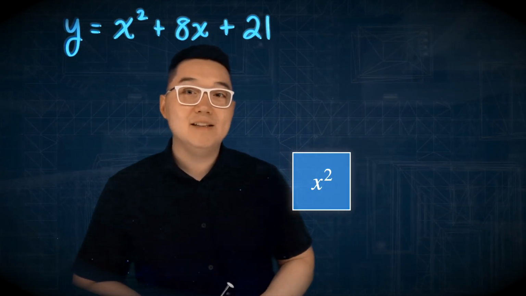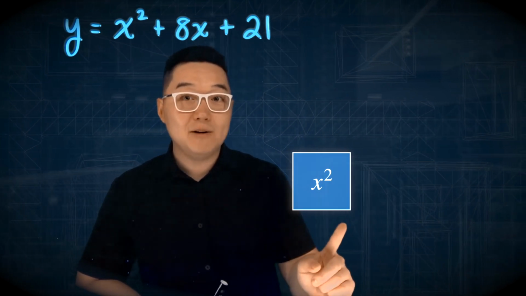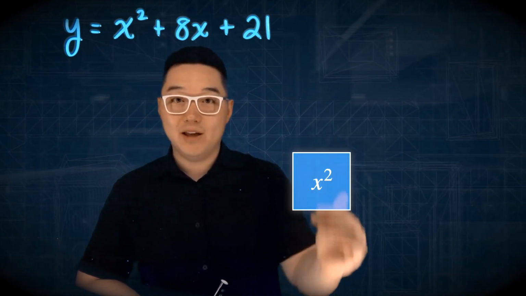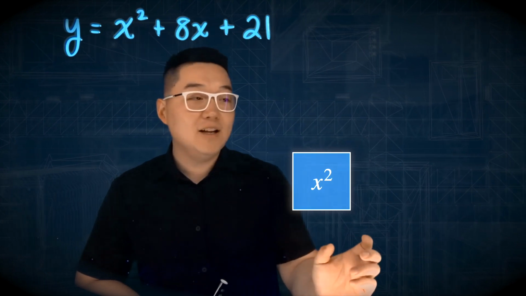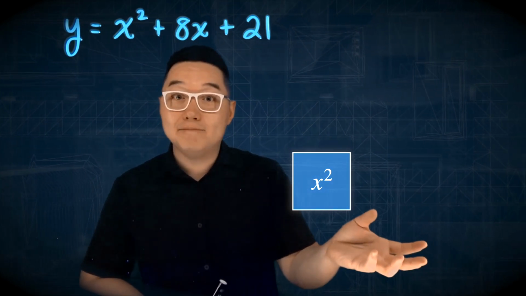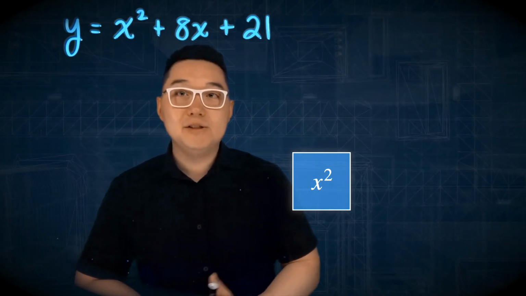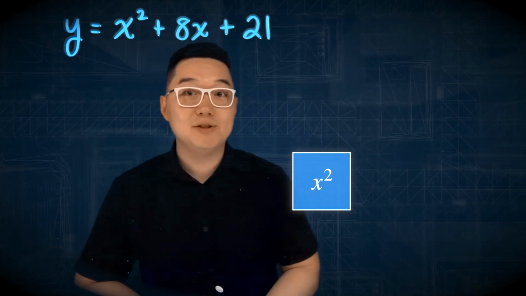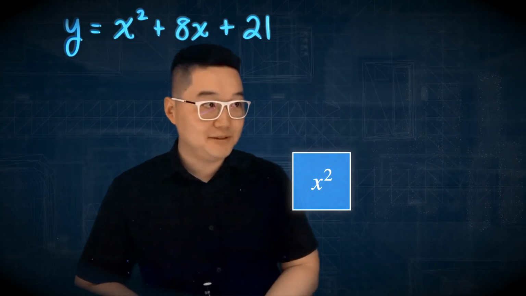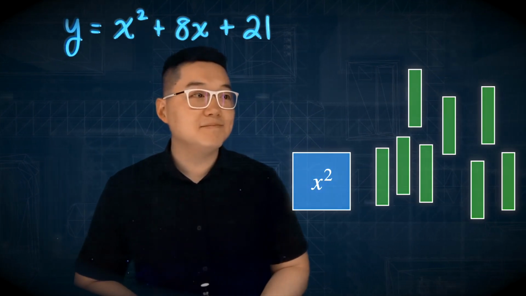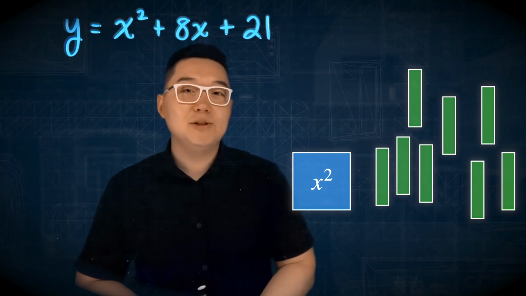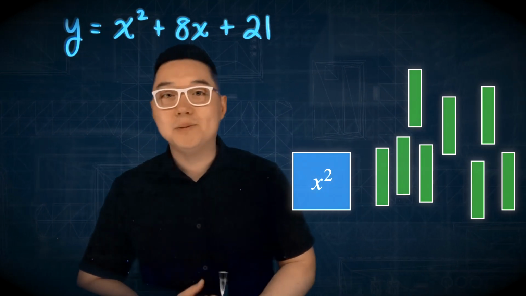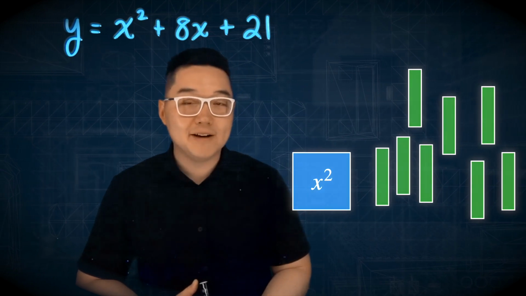Now that is a perfect square as well because both the length and the width are length x. So that is a perfect x squared tile. We also have 8 x's. So here are the 8 x tiles. Now we're going to use those tiles to build a perfect square.